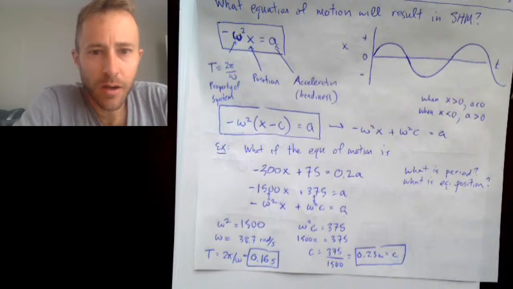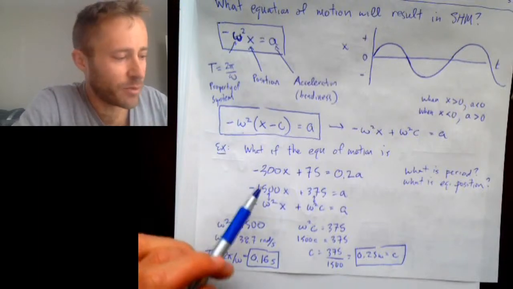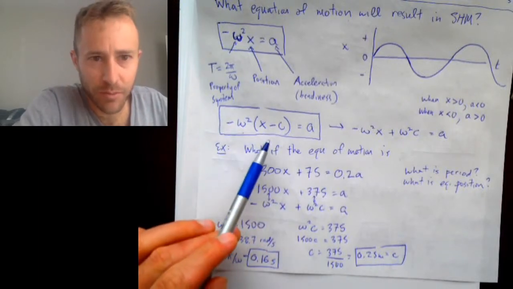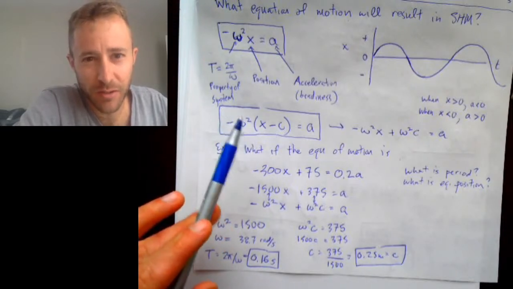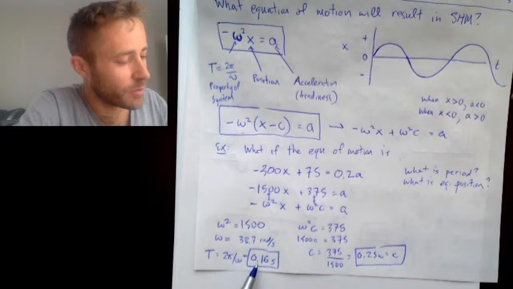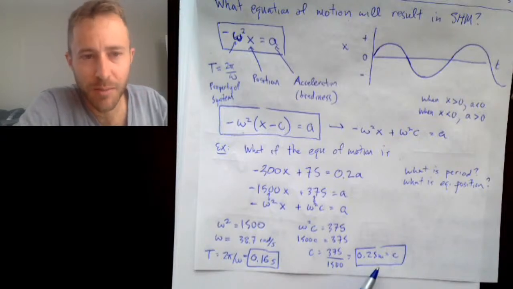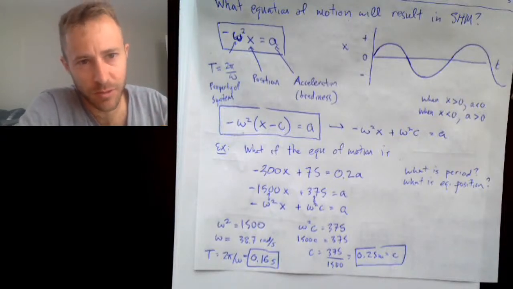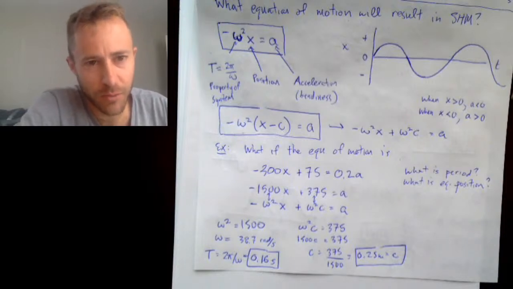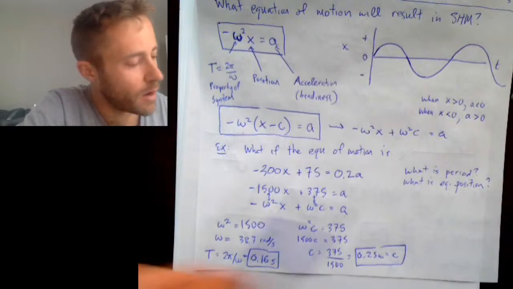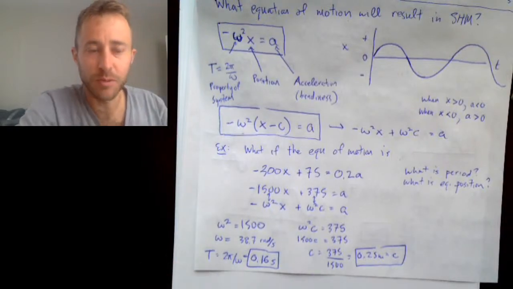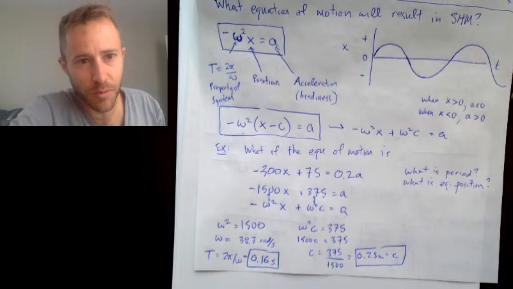You cannot determine the amplitude from the equation of motion. The reason is that basically the system is what determines the period and the equilibrium position, but the experimenter determines the amplitude. And I'll explain that more in Friday's lesson, where we talk about some specific examples of simple harmonic motion systems.